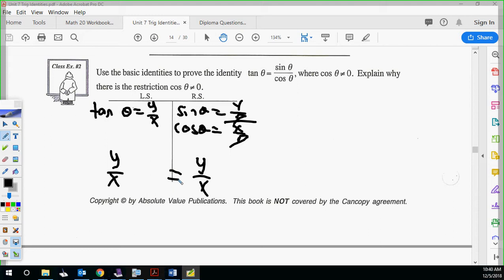Because the r's would cancel when you divide. Okay, cos can't be 0 for this because it's undefined. That's what they're saying here.